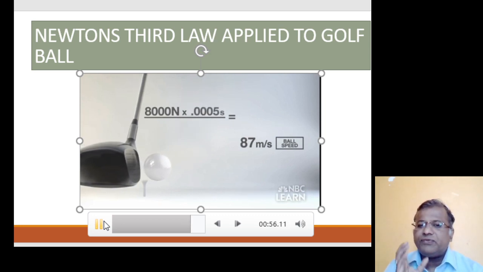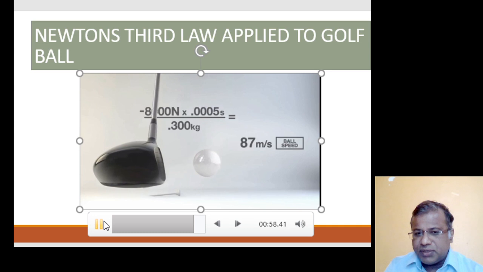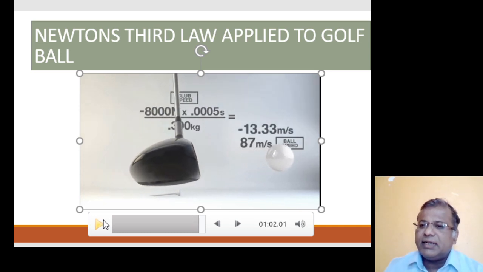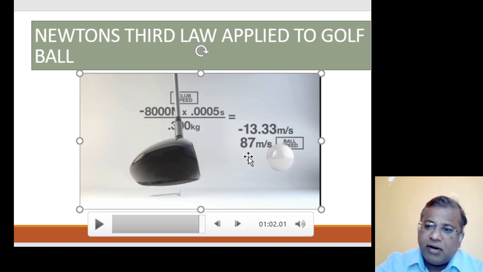A force of 8000 newton acting on the golf ball basically creates that much impulse. Whereas the club, which is over here, comes back with a speed of just 13.33 meters per second. 87 meters per second is the speed with which the golf ball will be going, whereas the club's speed will be decreasing because it has hit it. Its speed will be decreasing because it gets a reverse reaction.